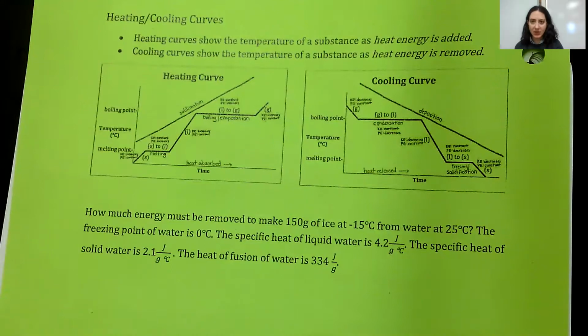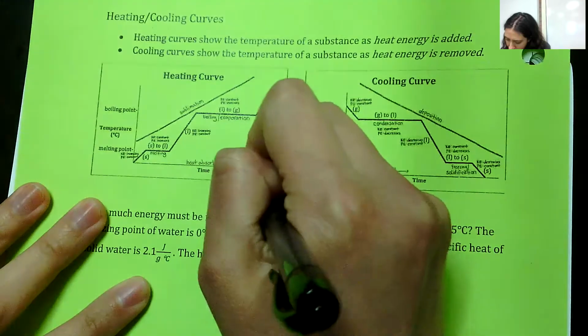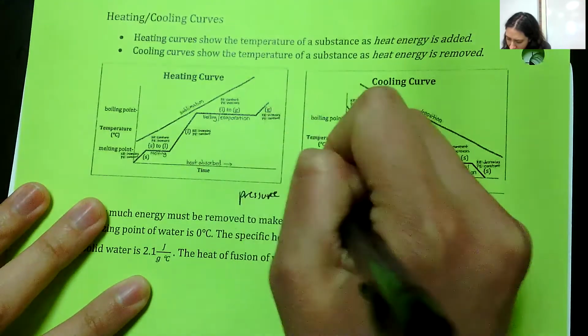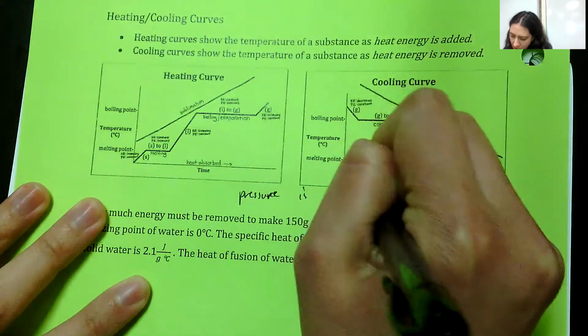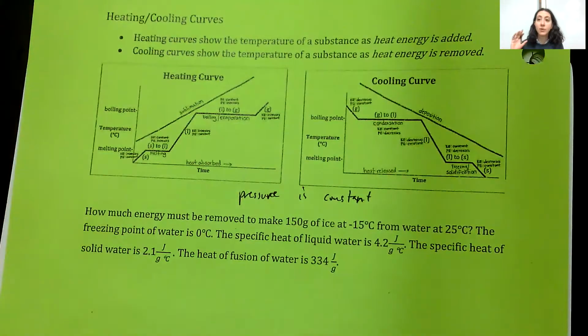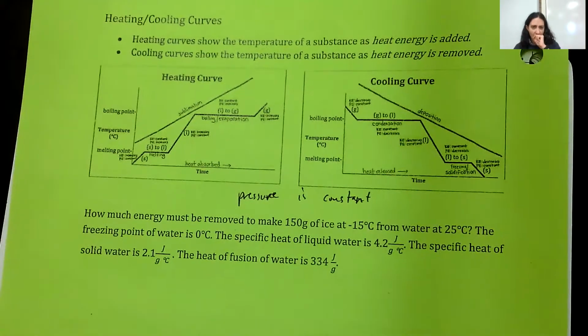So pressure is always constant. Let me add that in here real quick. Pressure is constant. So you actually could make a heating and cooling curve for different pressures, and it would be completely different graphs.